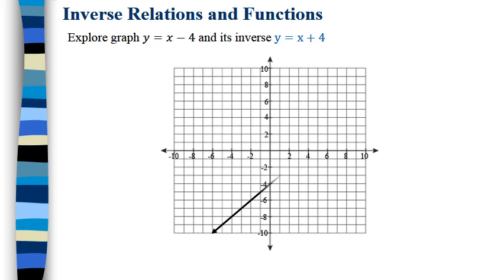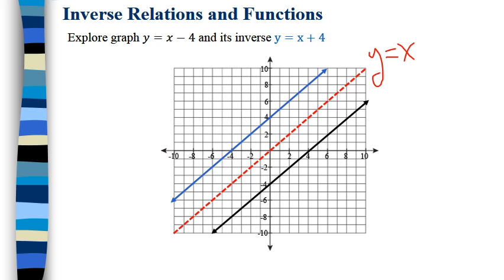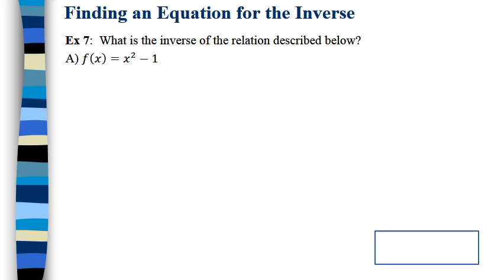Graphically, if we graphed y equals x minus 4 and y equals x plus 4, we can see that they're parallel, but they share a special relationship across the line y equals x. And we're going to talk about that a little bit in just a moment.